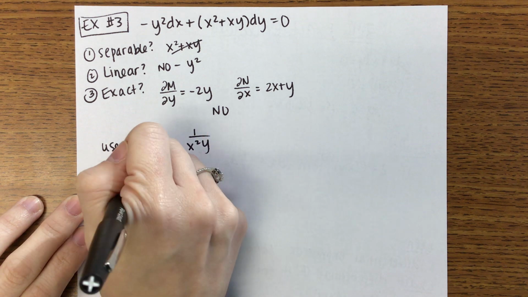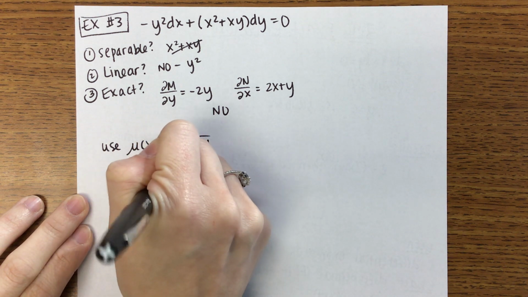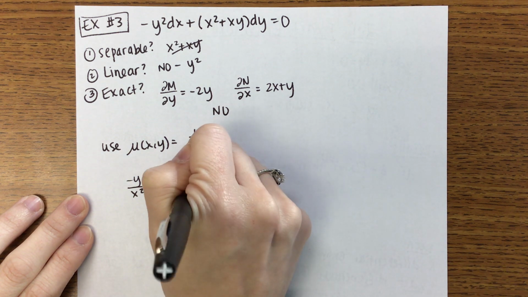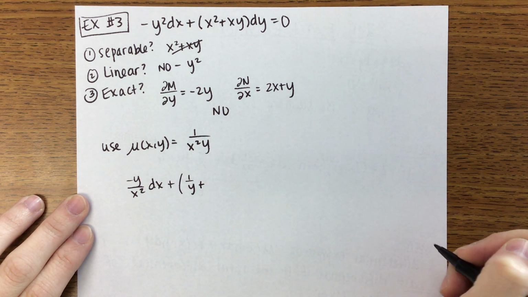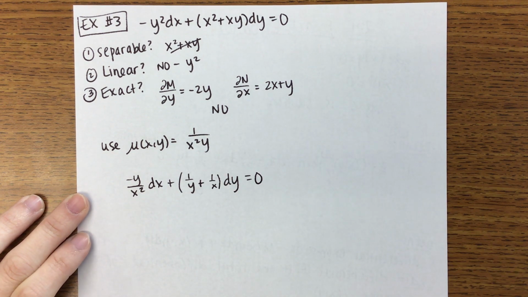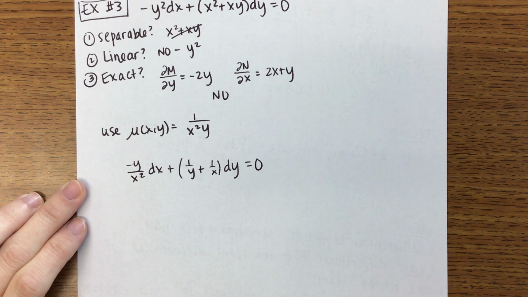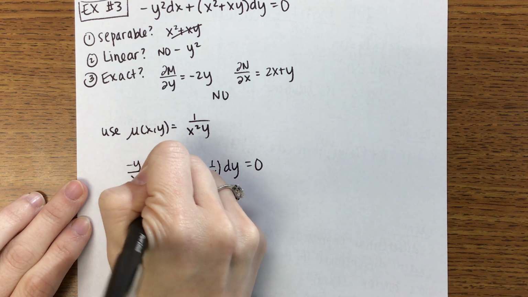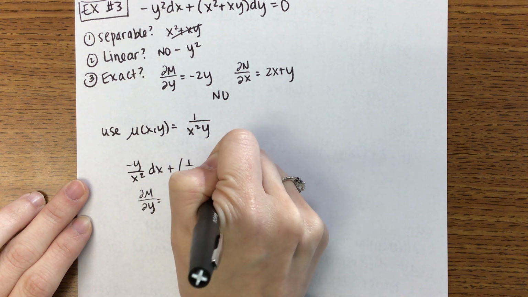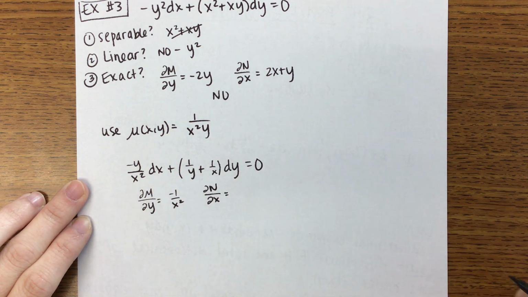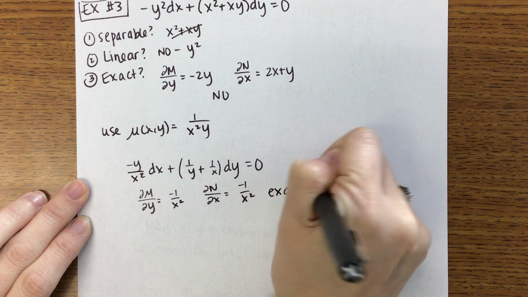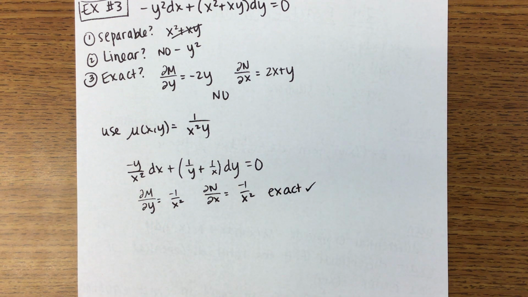When we do that, we get negative y over x squared dx plus 1 over y plus 1 over x dy is equal to 0. Now partial of m with respect to y is negative 1 over x squared. Partial of n with respect to x is negative 1 over x squared again. So now this is exact.